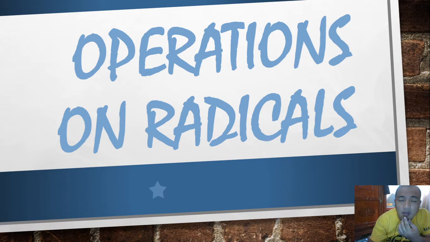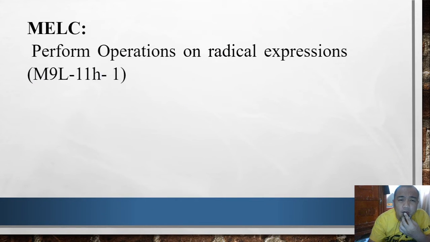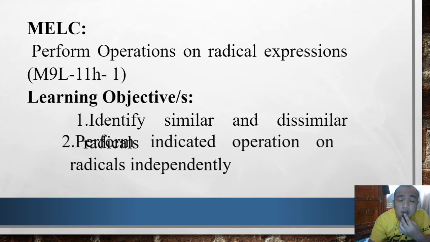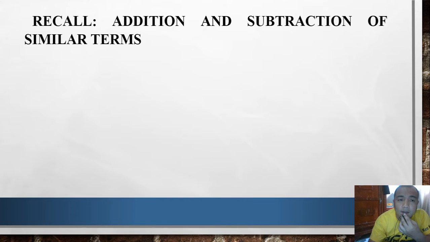Now we proceed to the operations on radicals. In this lesson we will learn how to add, subtract, multiply, and divide radical expressions. For the learning objectives: identify similar and dissimilar radicals, and perform indicated operations on radicals independently.